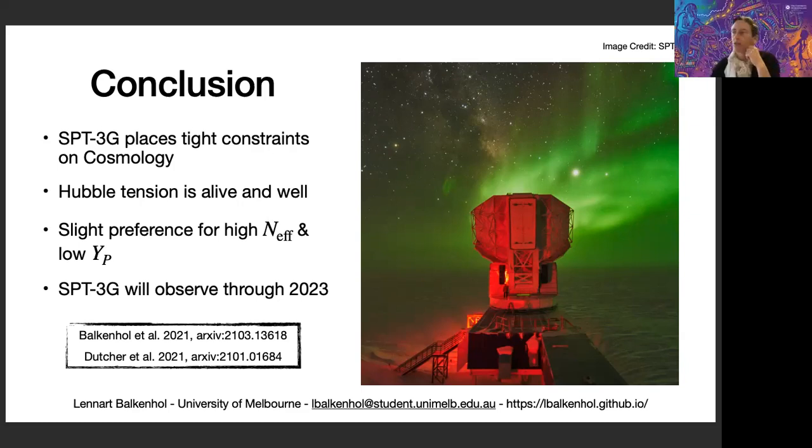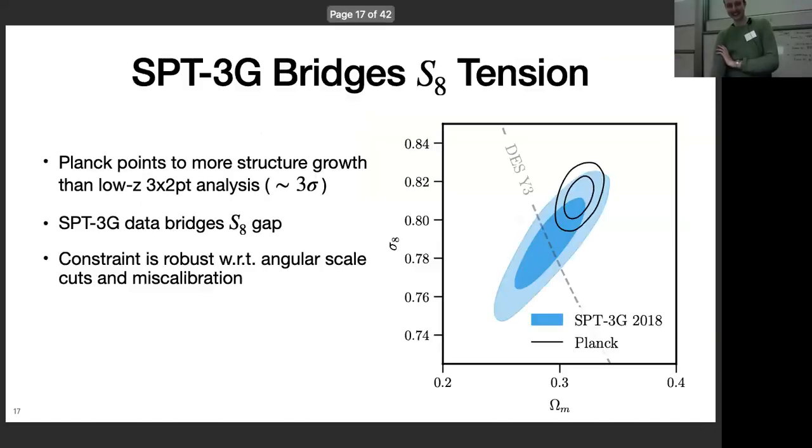Another one from Matthew Collers, who asks, what will the final 2023 constraints be on H0 and N effective? I'm glad you asked that question. He's not asking you to predict the numbers, but maybe the precision. I do have a backup slide for this. This is what I prepared earlier.